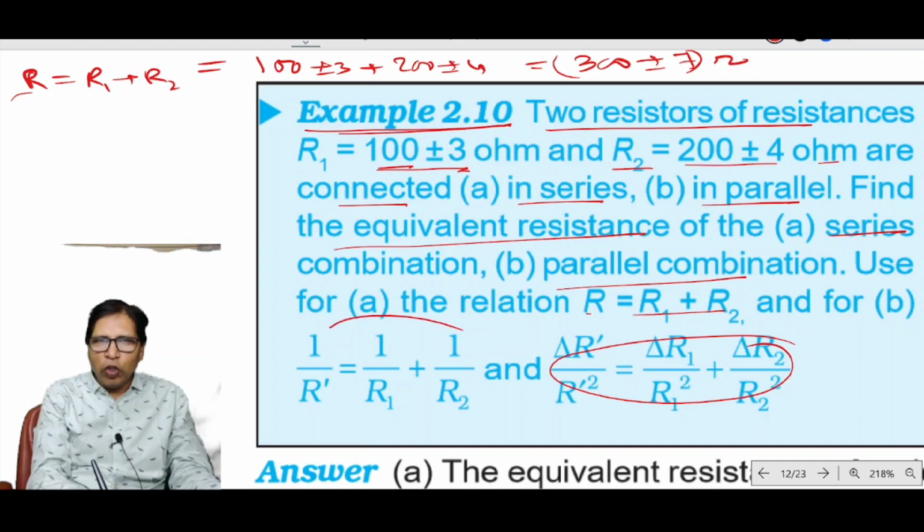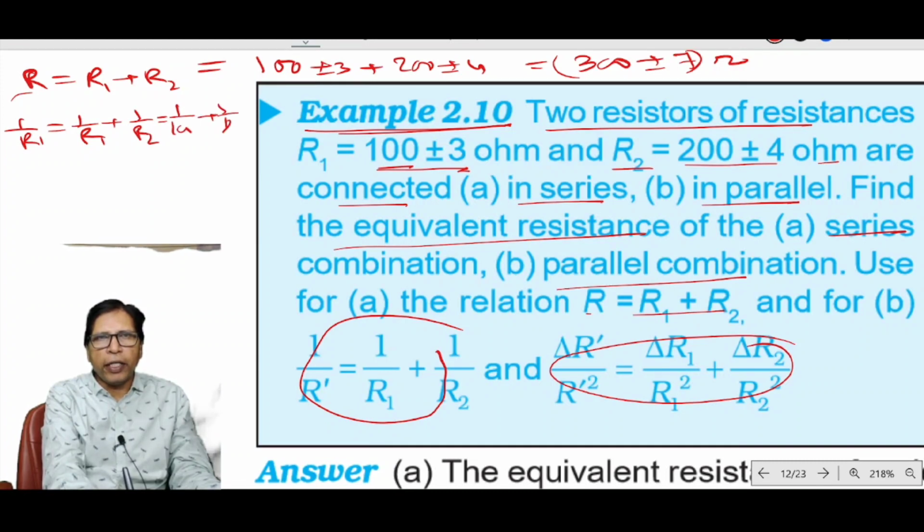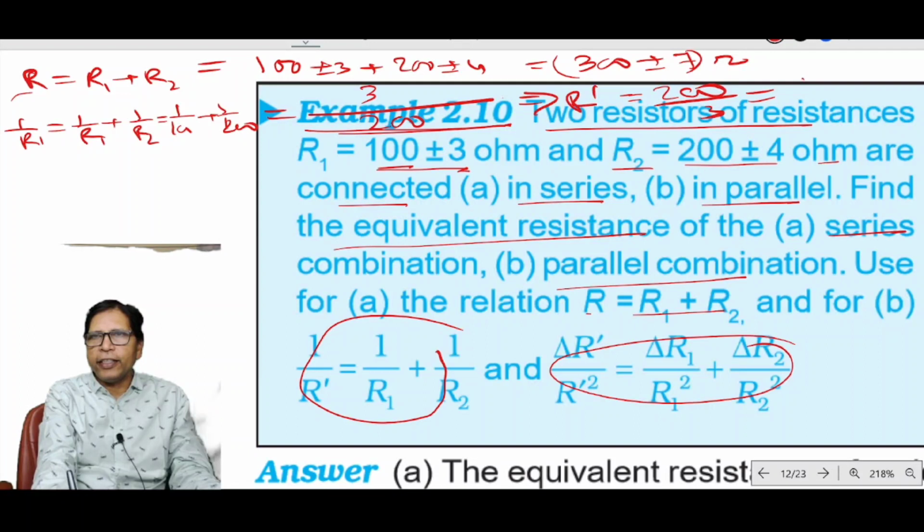Now look at this. We have to calculate equivalent resistance in parallel combination. So 1 by R dash equals 1 by R1 plus 1 by R2. Now this is 1 by 100 plus 1 by 200. So this is 3 by 200. So R dash becomes 200 by 3. This is 66.7 ohm, the accurate value of resistance.